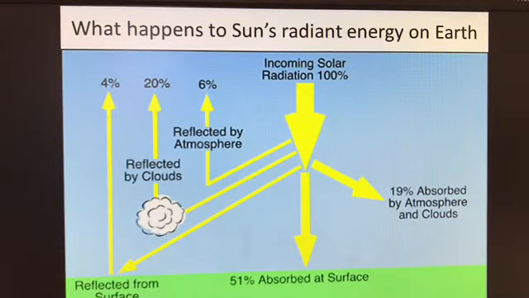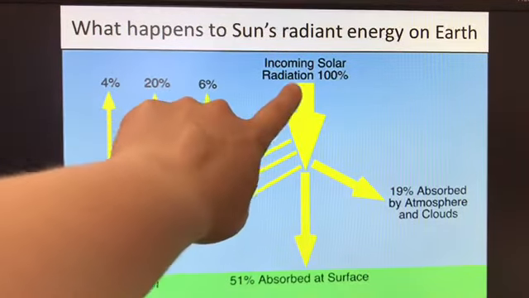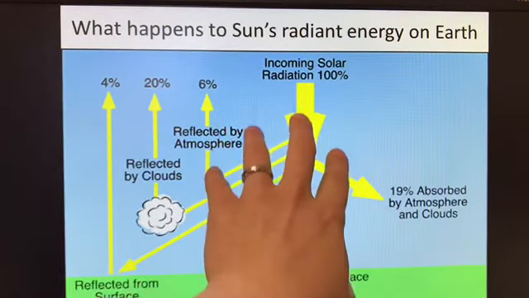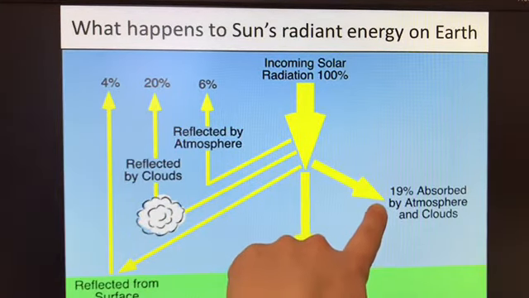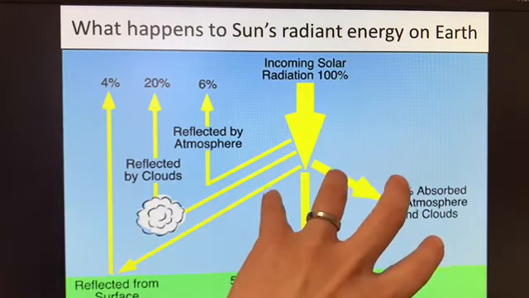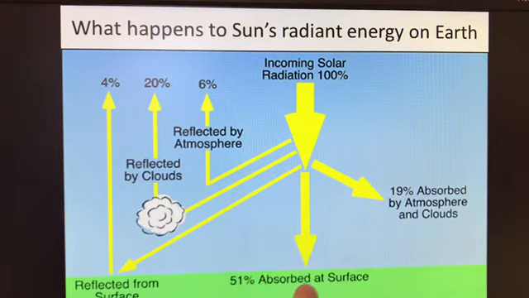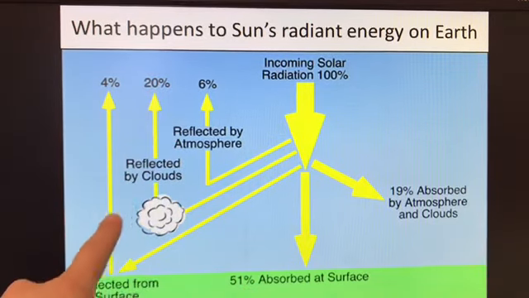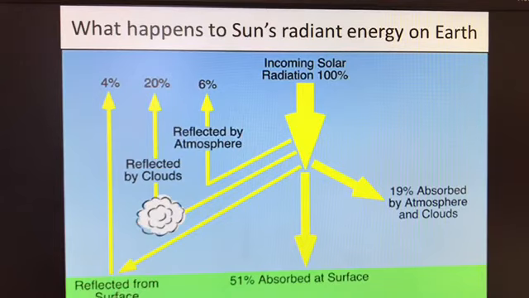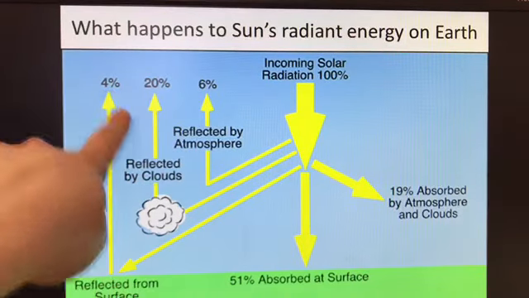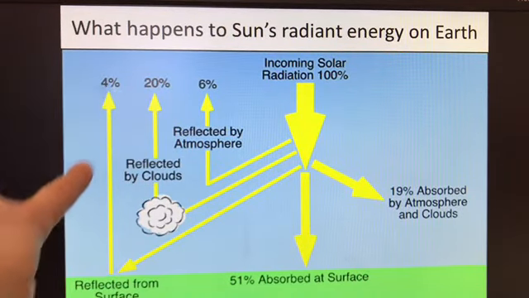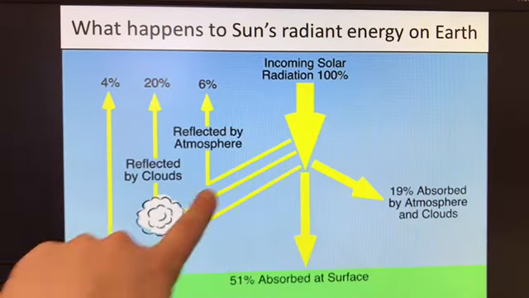What happens to the sun's radiation when it comes to Earth? So the incoming solar radiation, 100% of that energy that gets through our atmosphere, 19% of it is absorbed by the atmosphere and clouds. So that solar heat, that radiant heat energy from the sun, 19% gets absorbed by the clouds. 51% gets absorbed by the surface. 4% of it gets reflected off the surface. So if you think about it, 51% is absorbed, only 4% actually bounces off the surface. That's not a lot. Remember, this is radiant energy we're talking about.